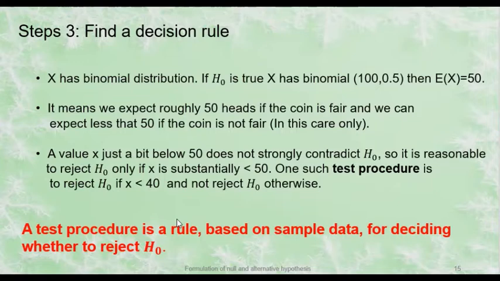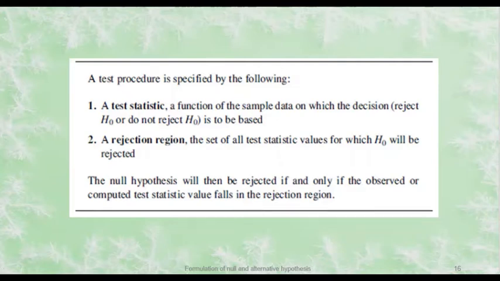So a test procedure is a rule based on sample data for deciding whether to reject H0. A test procedure is specified by the following. 1. A test statistic, a function of the sample data on which the decision is to be based, and 2. a rejection region, the set of all test statistic values for which H0 will be rejected.